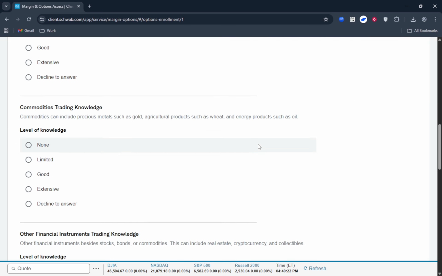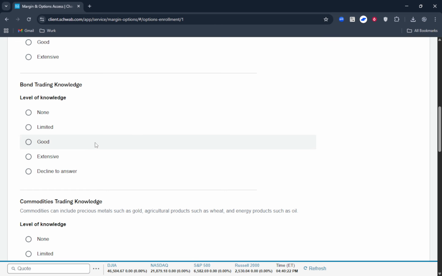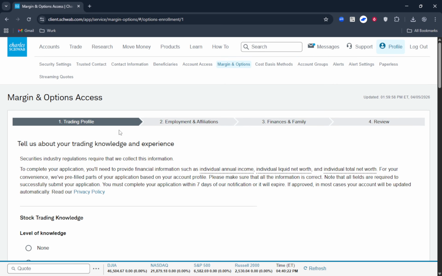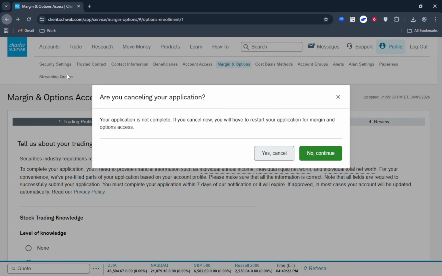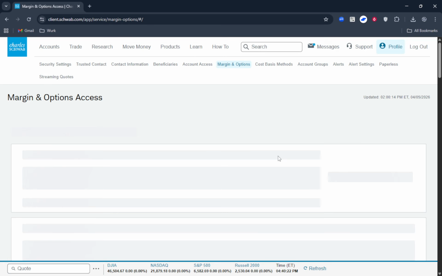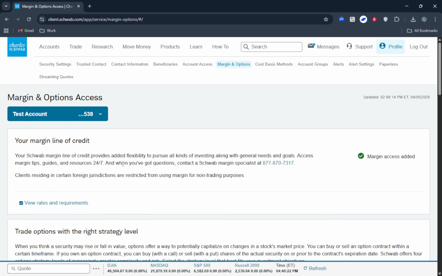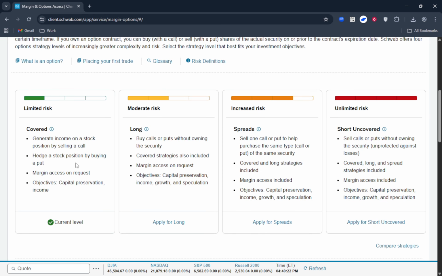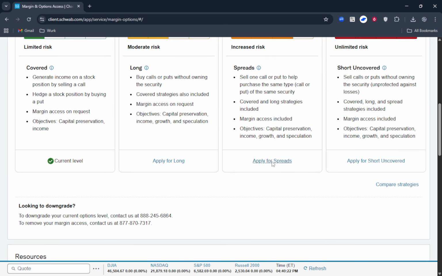It helps to understand how Schwab structures options approval. Level 0 is basic and allows covered calls only. Level 1 is for beginners with some experience and permits buying calls and puts, plus cash-secured puts. Level 2 opens the door to spreads like vertical spreads, which involve both buying and selling options in a defined risk structure. Level 3 is the most advanced and includes uncovered or naked options, which carry the highest risk.